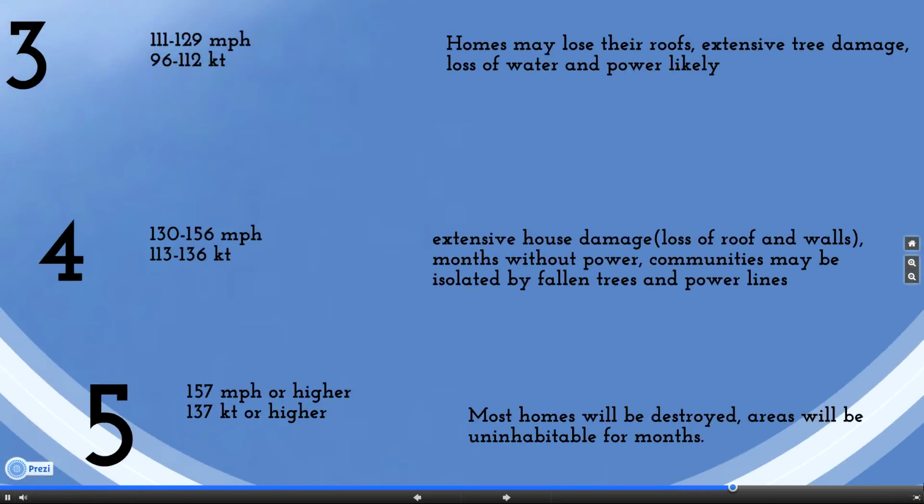A Category 4 hurricane isn't a joke. It has wind speeds of 130 to 156 miles per hour. There will be extensive house damage, like loss of roofs and walls. There will be months without power, and some communities may be isolated by fallen trees and power lines. That's crazy.